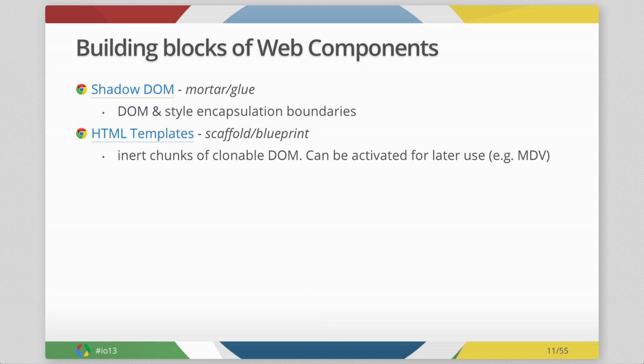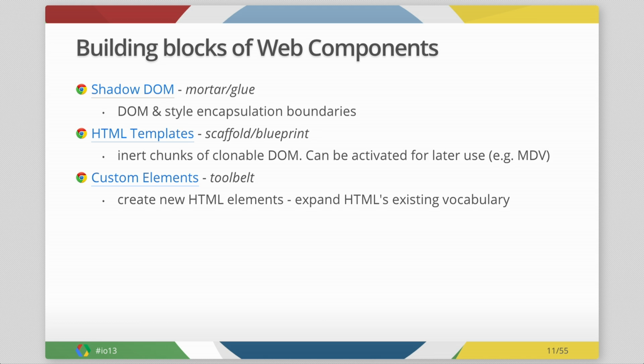HTML templates. So if you're going to build a custom element, a widget, a component for your page, you need to be able to scaffold out sort of inert chunks of markup and then use those later as people stamp out your element. Custom elements brings all this together. This is how you define a new tag in HTML and put all these lower level technologies together. Think of that as your BAT utility belt.